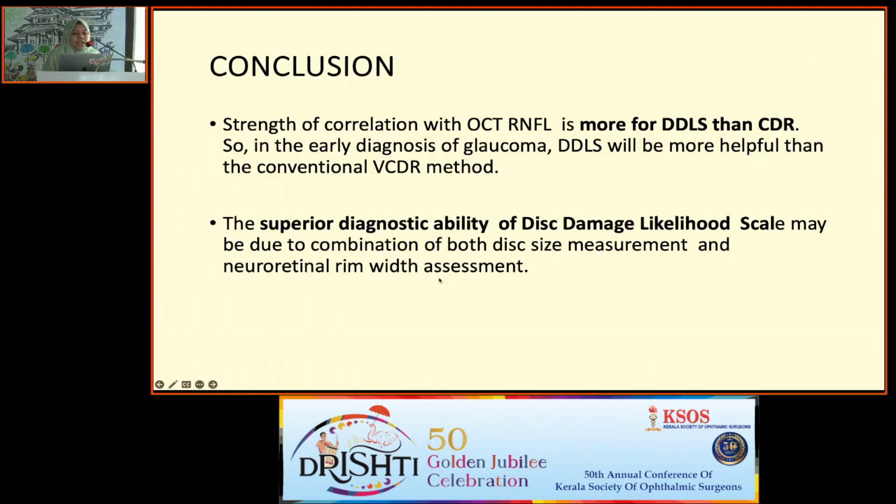Now, conclusion: strength of correlation with OCT RNFL is more for DDLS than cup disc ratio. So in the early diagnosis of glaucoma, the disc damage likelihood scale will be more helpful than the conventional vertical cup disc ratio method, and the superior diagnostic ability of the DDLS scale may be due to the combination of both disc size measurement and neuroretinal rim width assessment. Thank you.